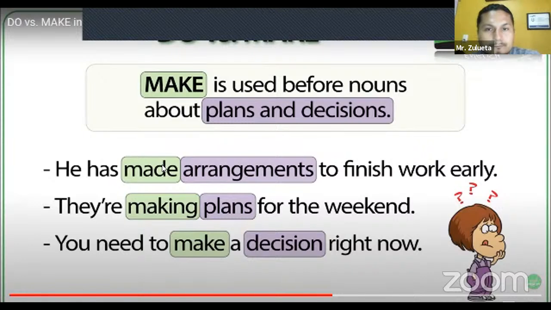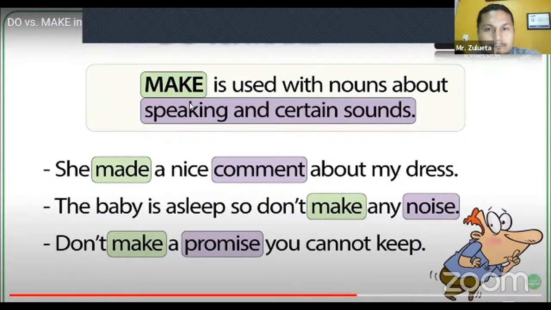Okay, so eventually the verb make is used a lot more than the verb do. So this topic is not as difficult as we thought in the beginning of the class, because remember, make and do mean the same in Spanish, hacer. But the one that is used the most is this one, to make.